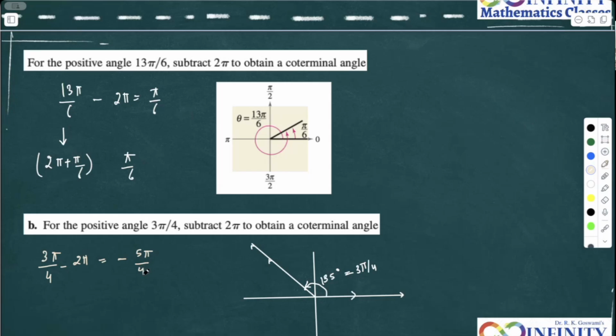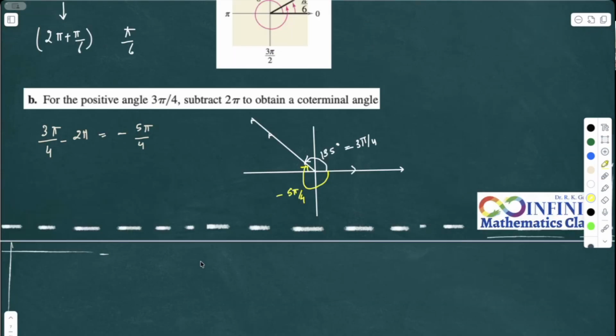Am I right? What will be this angle? Because it is negative, you have to measure it in the clockwise direction. So this angle is going to be negative 5 pi by 4. No doubt there? No doubt. Okay, so these are simple questions and you can just try them if you wish.